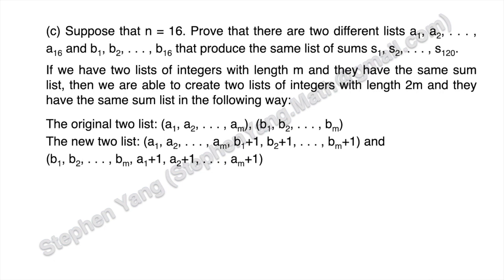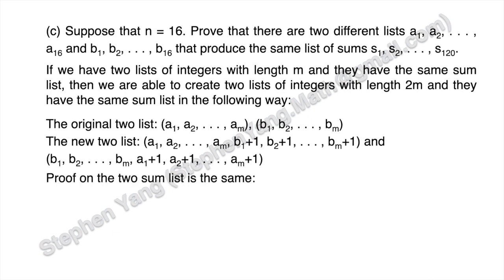So if we start with the original two lists, A1, A2 until AM, and B1, B2 until BM, and we create these two new lists: A1, A2 until AM, and B1 plus 1, B2 plus 1, until BM plus 1. And the other list is B1, B2 until BM, and A1 plus 1, A2 plus 1, until AM plus 1.